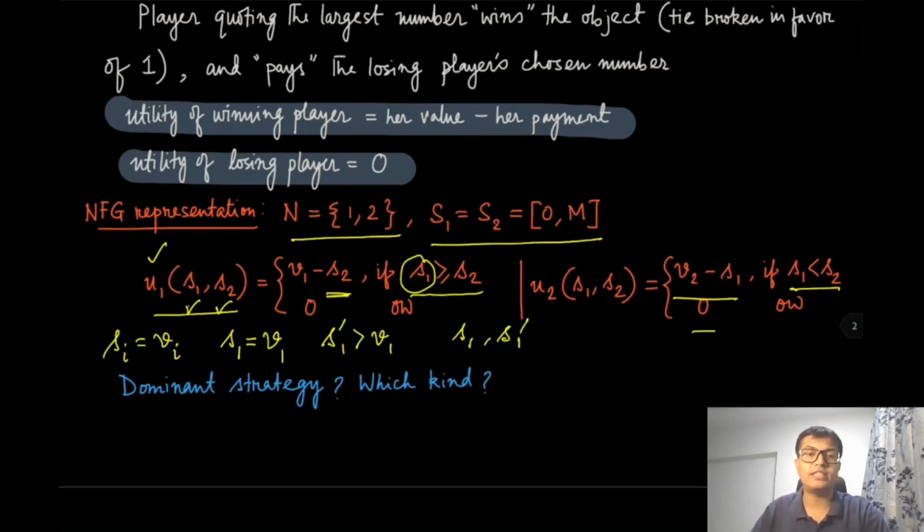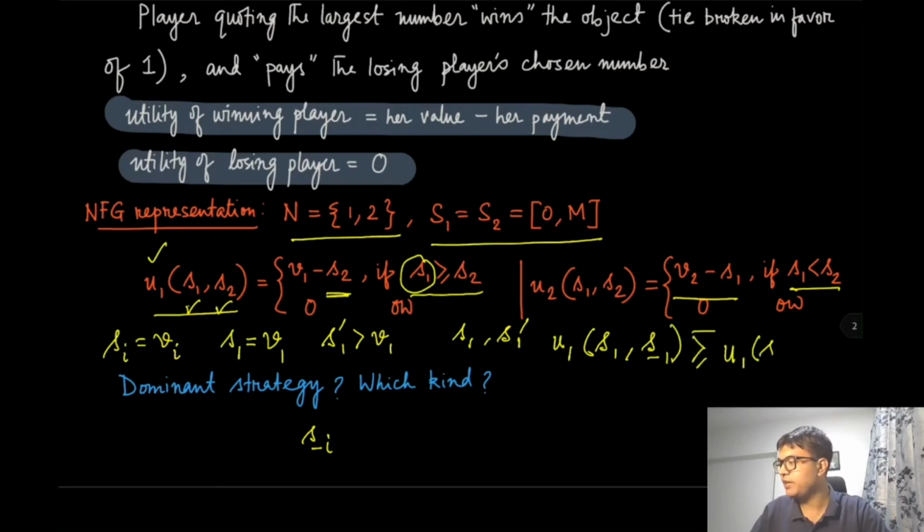We'll have to show that for all S minus i tildes, for all the choices of the other player, which in this case is just player 2, whatever strategy the other player is picking, the utility of player 1 under this S1, given S minus 1, which is S2, would be at least as much as the utility of the same player when it is picking Si prime and the other players are picking whatever they are picking.